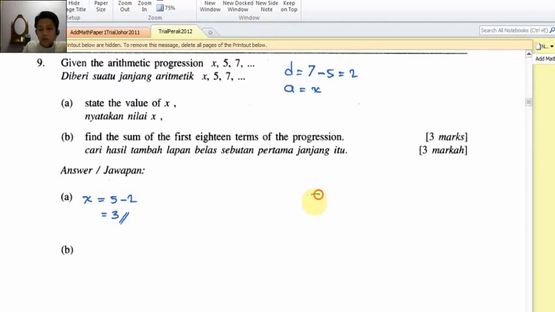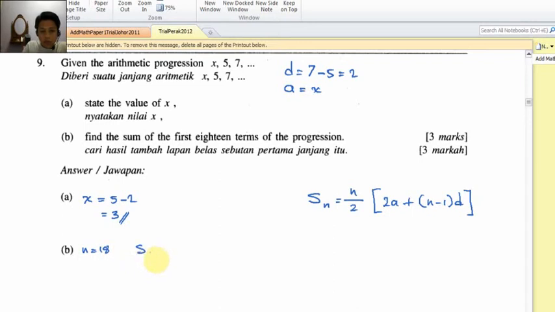The formula for the sum of the first n terms is like this: Sn equal to n over 2, 2a plus n minus 1 d. Okay, if you don't memorize this, at least you can refer back to the list of formulas at the first few pages of the exam paper. So for this question, n is equal to 18.